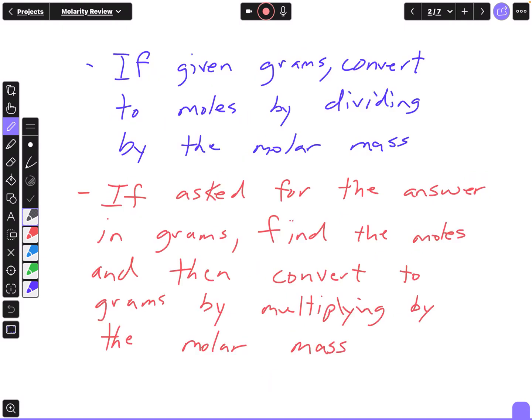Another thing, if you're given grams in the problem, and remember we need moles to be able to work out something, you want to convert that to moles by dividing by the molar mass. So you take the grams given in the problem, divide that by the molar mass, and you'll have to add up the molar mass from the chemical formula. We should be able to do that by now. If you're asked for your answer in grams, you would have to use your formula for molarity to find the moles first, and then convert that to grams by multiplying by the molar mass of the substance. So we're going to look at a few example problems.